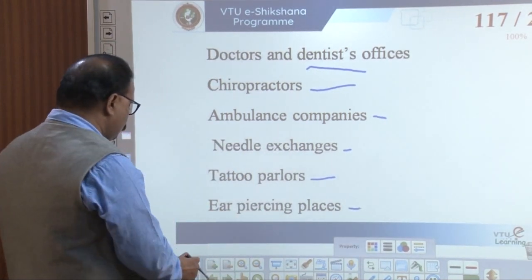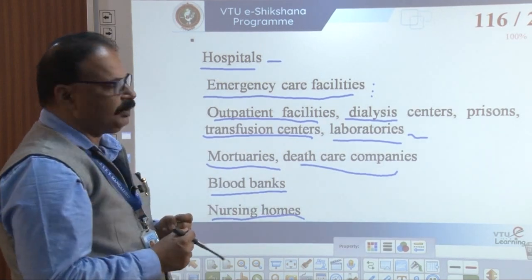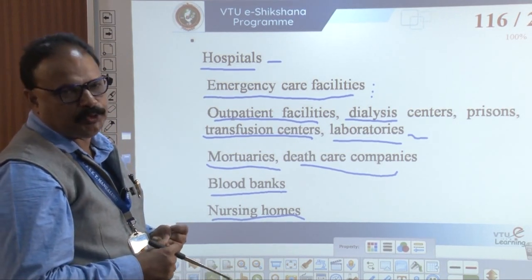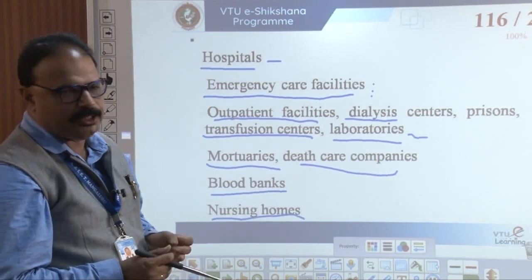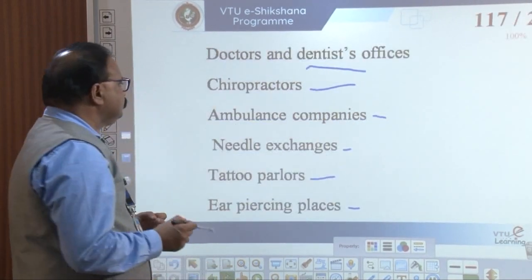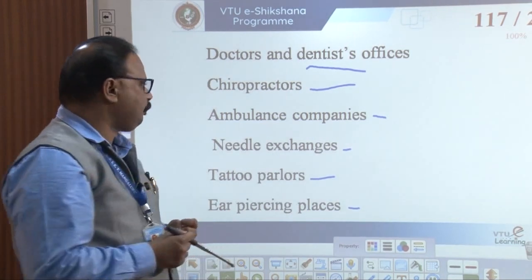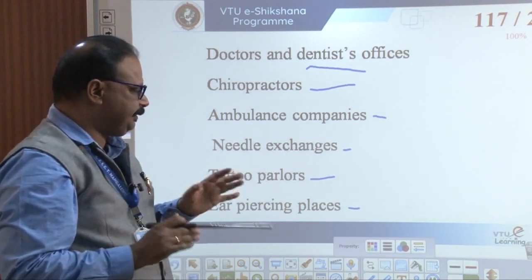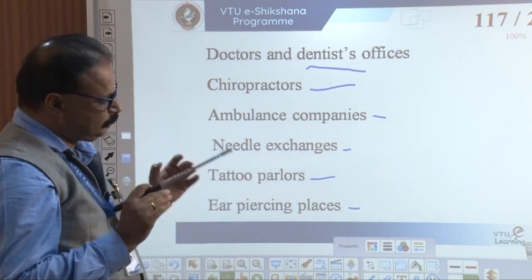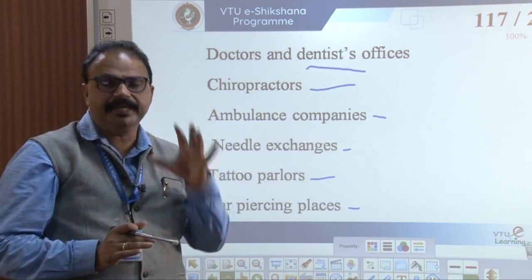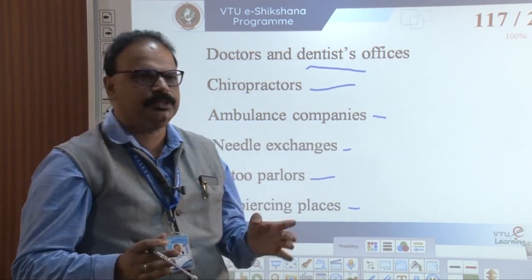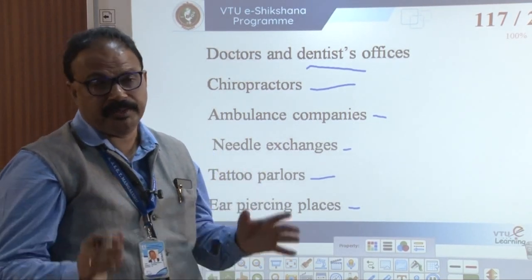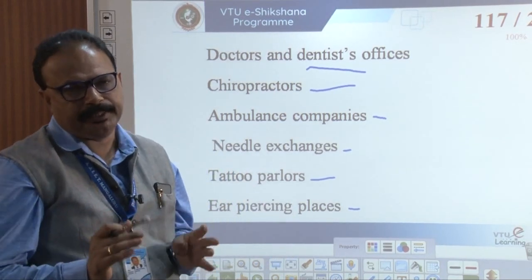What are the sources? What I told, okay, one by one: hospital, emergency care facilities, outpatient facility, dialysis center, transfusion center, laboratory, mortuaries, death care companies, blood bank, nursing homes, okay, and doctors and dentists offices, chiropractors, ambulance companies, and needle exchange, tattoo parlor, and ear piercing places. In these we will get a lot of biomedical waste. This is the main source of biomedical waste. You can see in a major multi-specialty hospital or any hospital, we will get a lot of waste per day. Proper care should be taken for that.